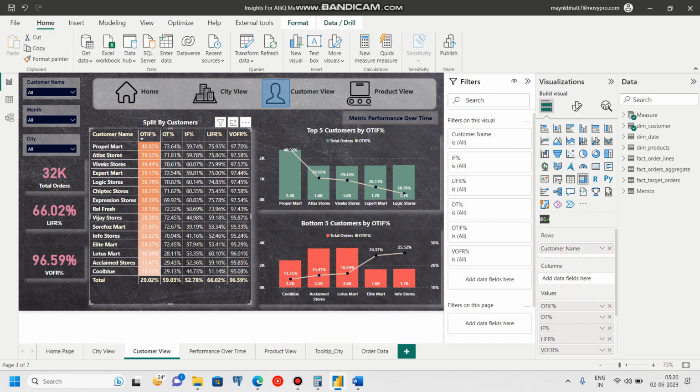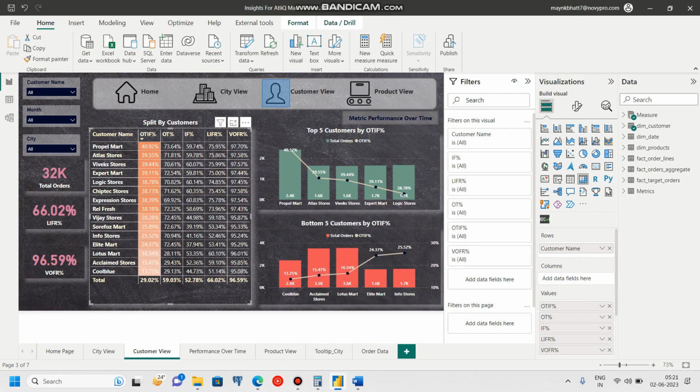Now, if we see the top five customers by OTIF percent, we see that the OTIF percentage numbers have only gone as high as 40%, which is not great. And if we look at the bottom customers by OTIF percent, we see the OTIF percent has gone as low as 13.75%. Again, this is alarming.